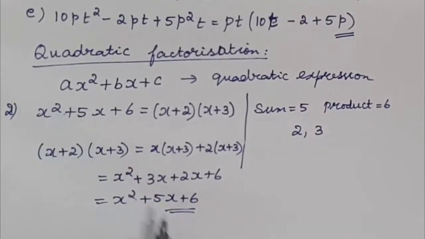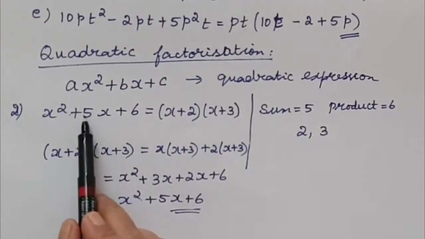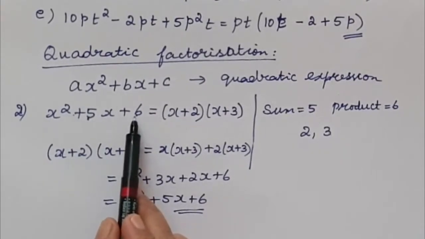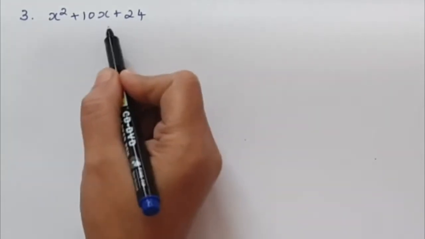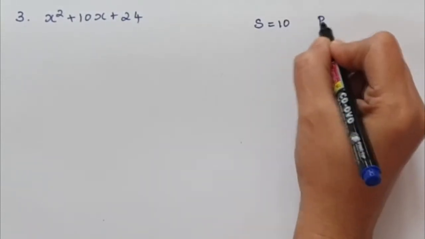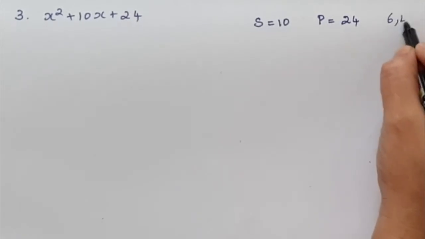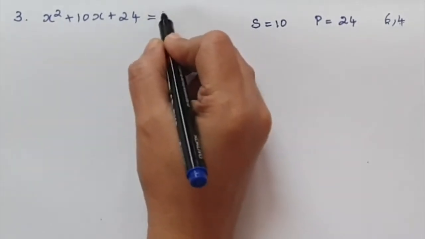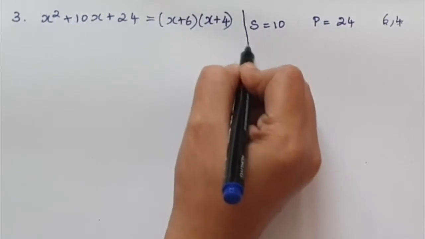See, we have got back the same expression. So any quadratic expression can be factorized by taking the term with x as the sum and the number has to be the product. Now let us go on with few more examples. The third question, x squared plus 10x plus 24. So the sum has to be 10 and the product has to be 24. Now in order to find, we have 6 and 4. 6 4s are 24, 6 plus 4 is also 10. So we can write it as x plus 6 and x plus 4.